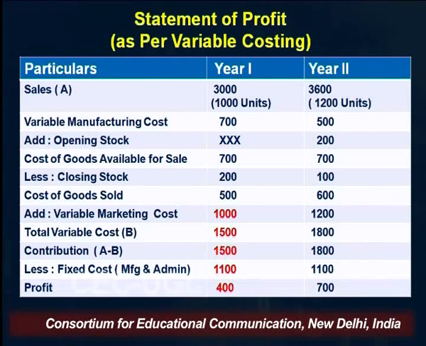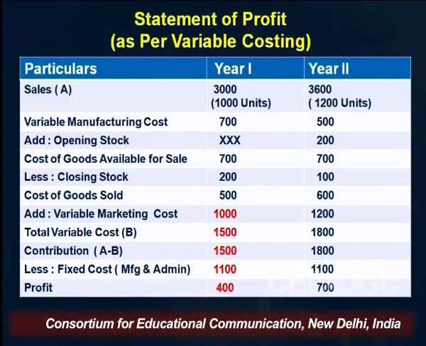We have to add variable marketing cost, total variable cost will come, and then sales minus total variable cost, that is 3000 minus 1500, will be your contribution, that is 1500. And from this I'll deduct fixed manufacturing and administration cost, which comes to be 1100, and profit for year 1 is 400. The same process I'll follow for the second year, and it results in a profit of rupees 700 in year 2. So in year 2 you are getting a profit of 700, whereas in the first year you are getting a profit of 400 as per marginal costing, or it is also called variable costing.